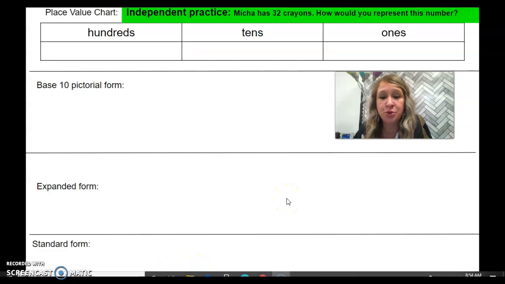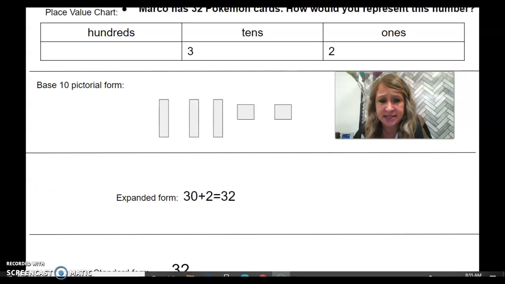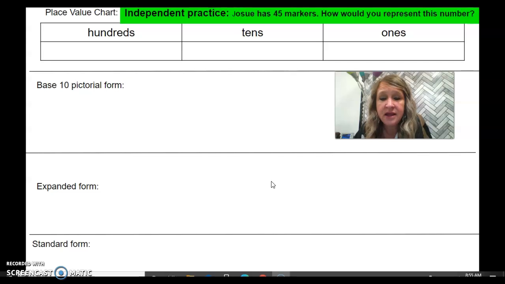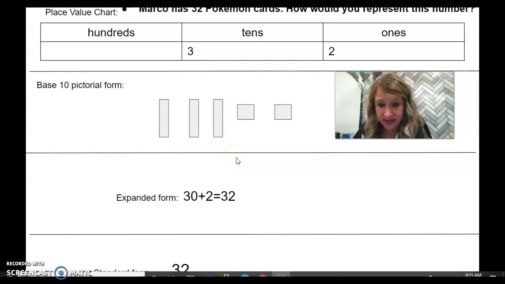Now it is your turn to practice writing some numbers in different forms. This says Micah has 32 crayons. How would you represent this number? You're going to do exactly what I did, only with different numbers. If you don't remember which is the pictorial form, the expanded form, or the standard form, then come back and look at my example. Then the next problem says Josue has 45 markers. How would you represent this number? You're going to use 45 and do the same thing that I did with my example, just with a different number.